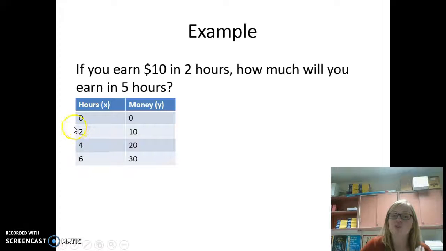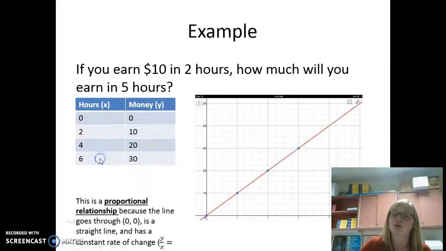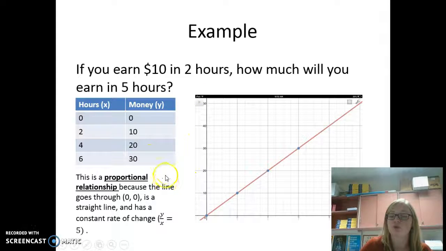If you work for 2 hours, you get $10. That's what it says in the problem. And then we just go up from there. So 2 more hours would be $10 more. 2 more hours would be $10 more. Then you can make the graph and you can see it's 0, 0, and it's a straight line and it's a constant rate of change. All of these have a constant rate of change of $5 per hour. So that means this is a proportional relationship.